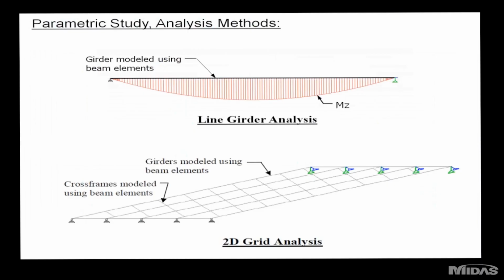This is a basic explanation of the model types we used. A line girder, as I stated before, is just a simple single girder beam element model. And the 2D grid, as modeled using MDX or Deskus, uses beam elements to model the cross frames. And it should be noted that this model is approximate because you can't fully model the cross frame behavior with a single beam element. And in those two programs, you do it slightly differently.